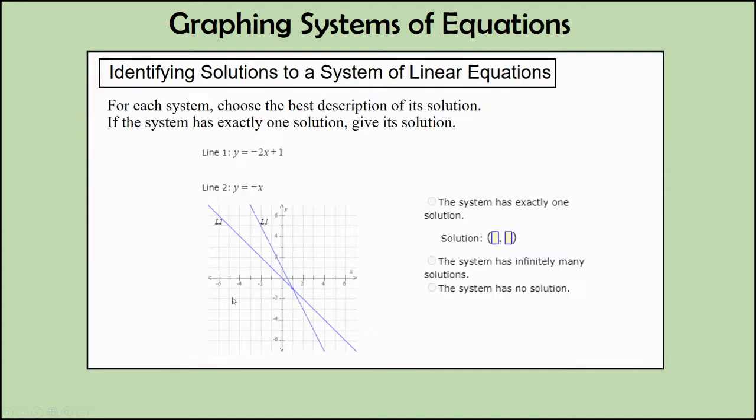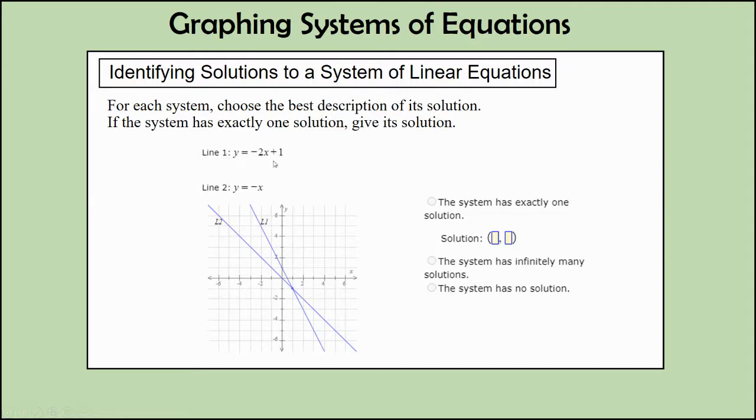All right. Okay, moving into some more questions. There's two types that look like this. The first one is, let's just tell us the outcome. What's going to happen here? For each system, choose the best description of its solution. If the system has exactly one, then name it. Give its solution. Okay, so here's line one.